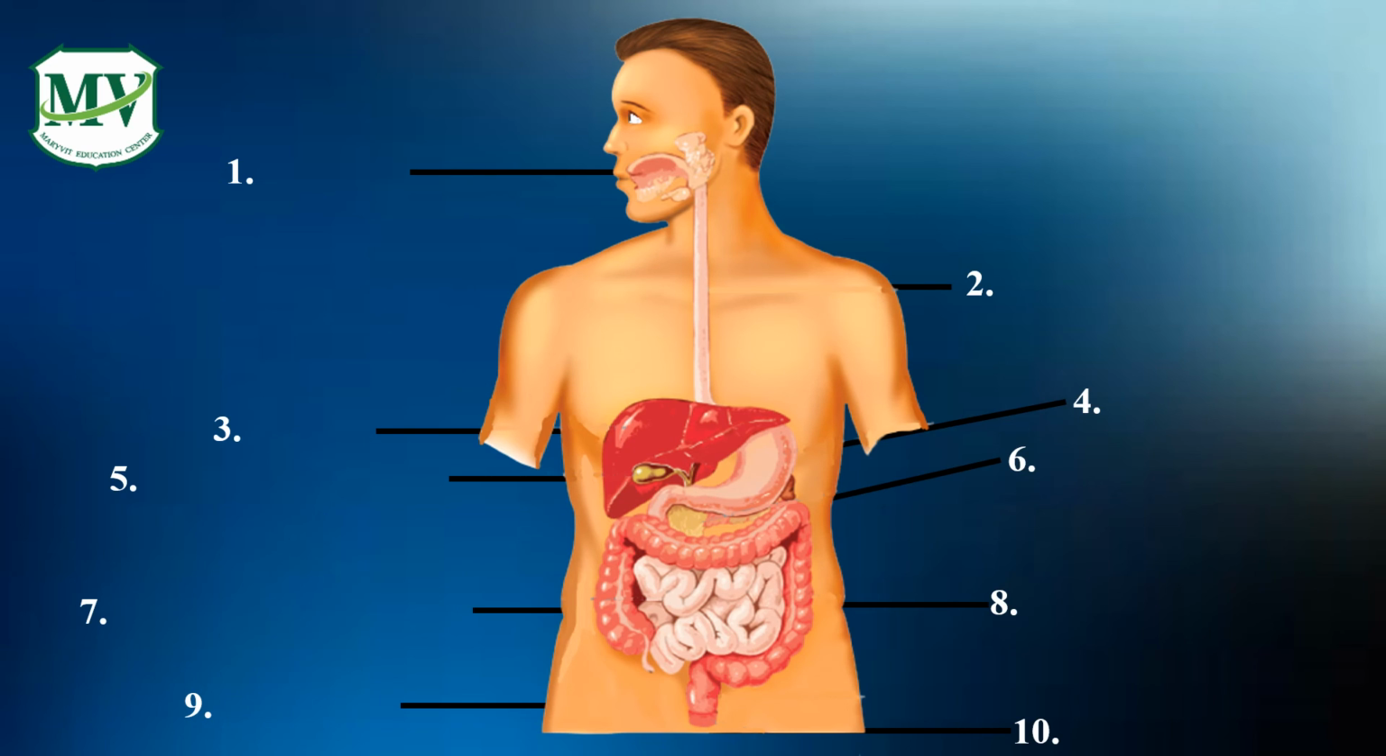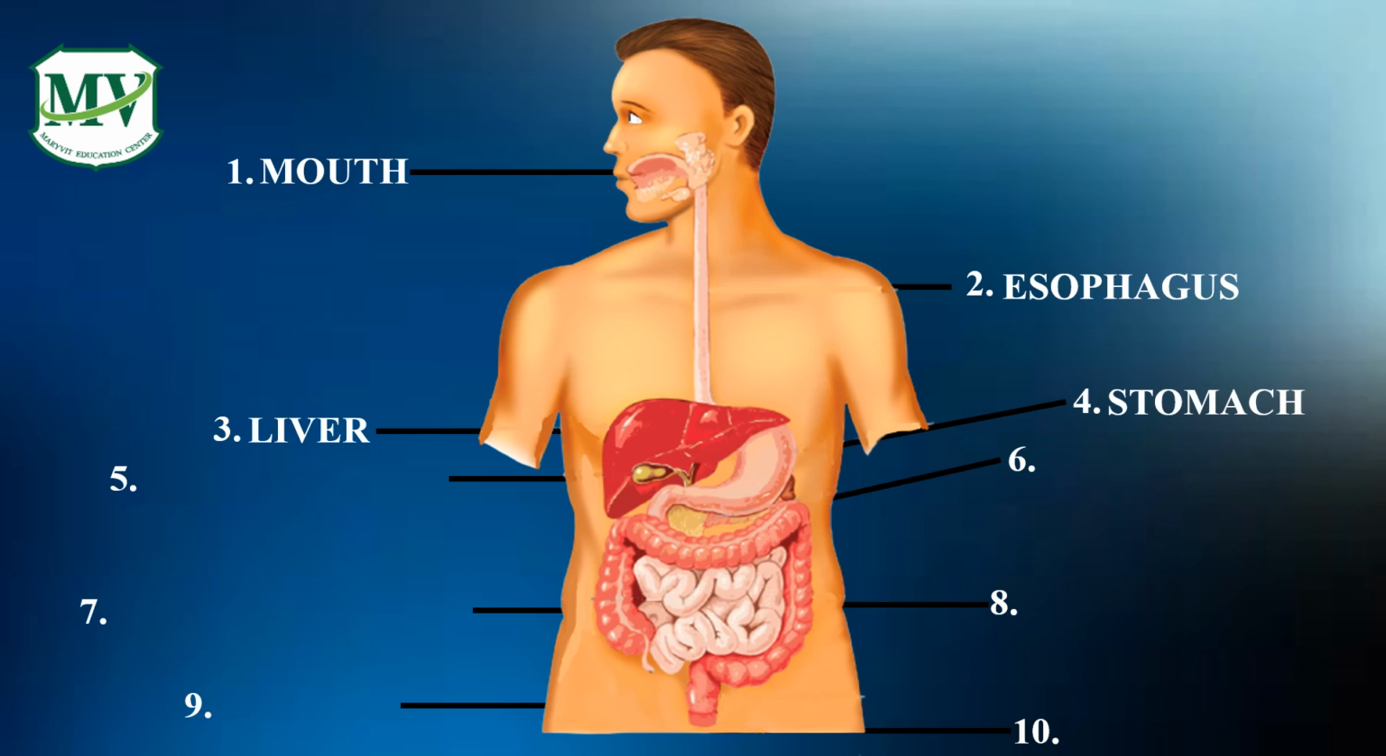Now, let's try to name the different parts of our digestive system. Number 1. Mouth. Amazing! How about number 2? Esophagus. Great job! Number 3. Liver. Fantastic! Number 4. Stomach. Good job! How about number 5? Gallbladder. Perfect! Number 6. Okay, pancreas.